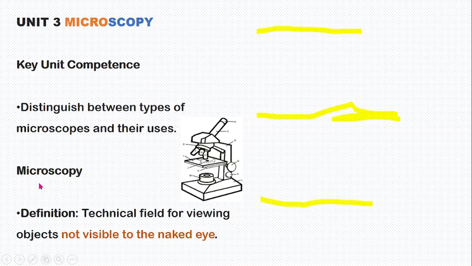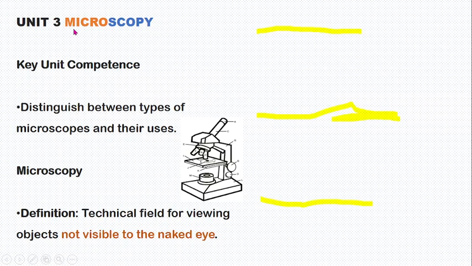What is microscopy? Microscopy is a technical field or a technical instrument for viewing objects not visible to the naked eye. It means the instrument we use to see objects which are not visible with our naked eyes. When we say micro, it means small. Scopy means to see. So it is the instrument used to see small microorganisms. I hope you are understanding.